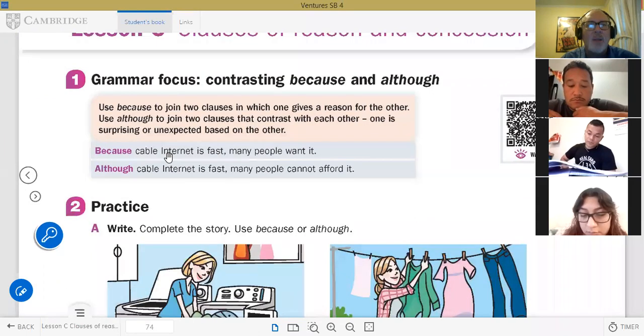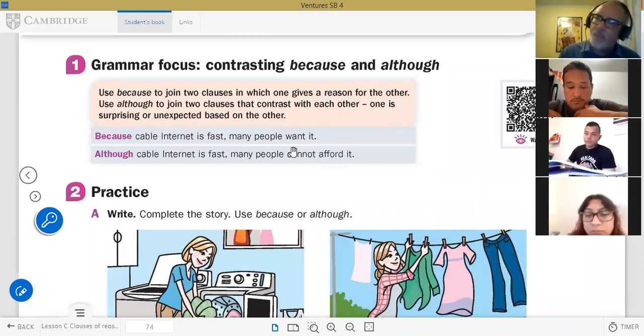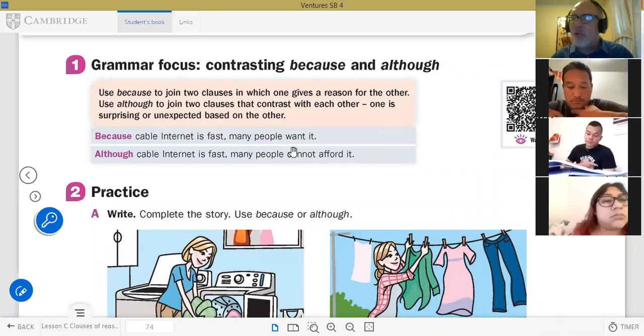So, example. Because the internet is fast, many people want it. Although cable internet is fast, many people cannot afford it. For example, because it was cold, I stayed home. Although it was cold, I went to the park. It's just an opposite. Because and although are opposites.